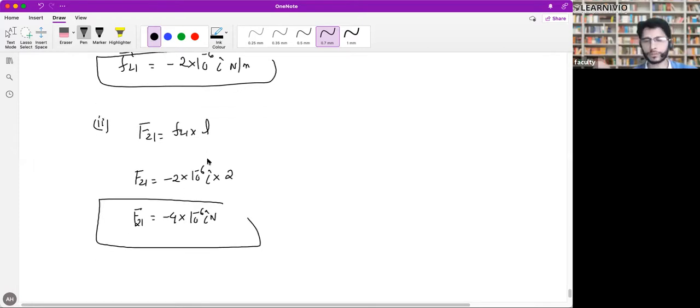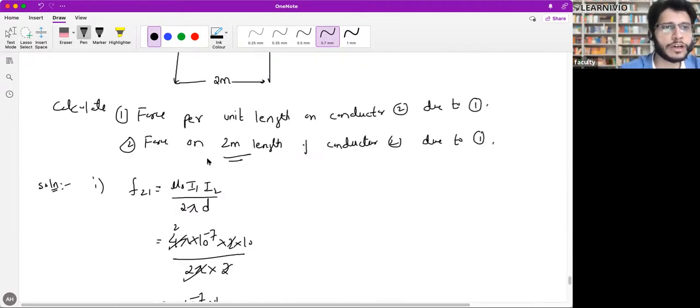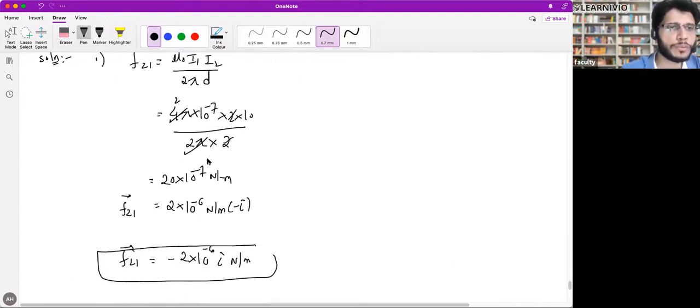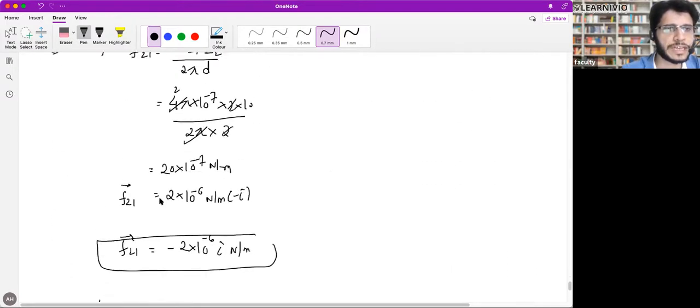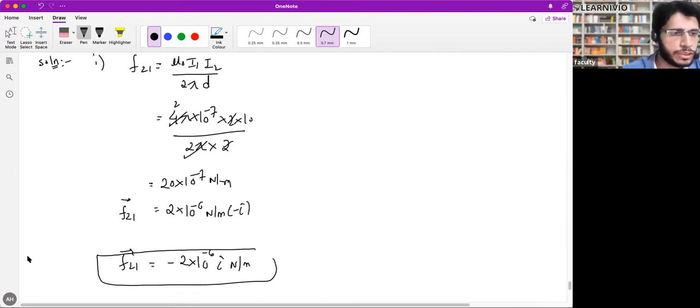So that was a simple problem based on force between two parallel current carrying conductors. Note it down. Then we'll solve one more problem on the same concept that's given in NCERT. So let me find that question. Just note it down. Just one second, let me find the question.